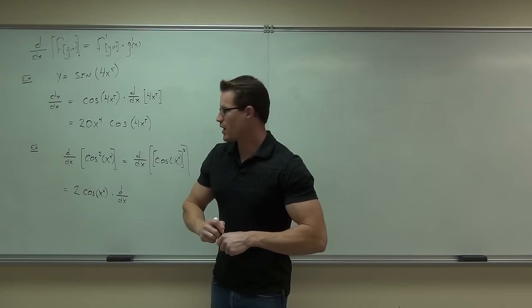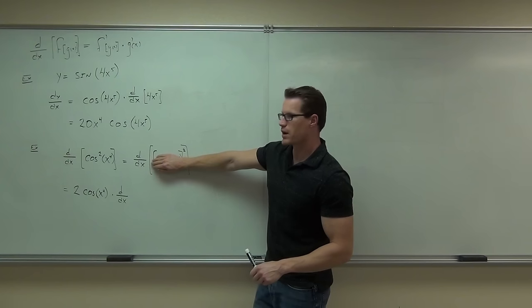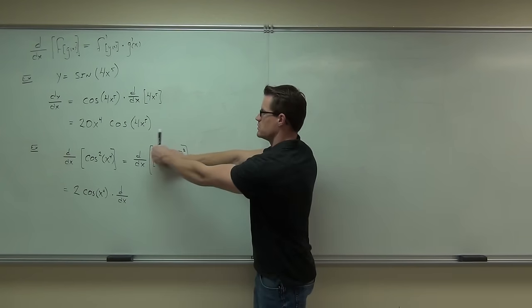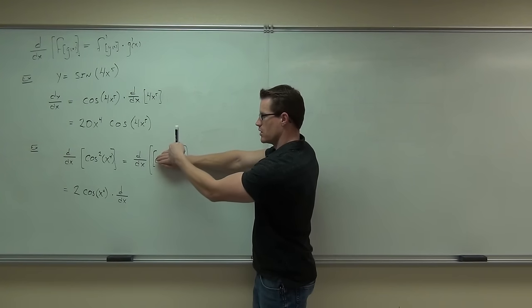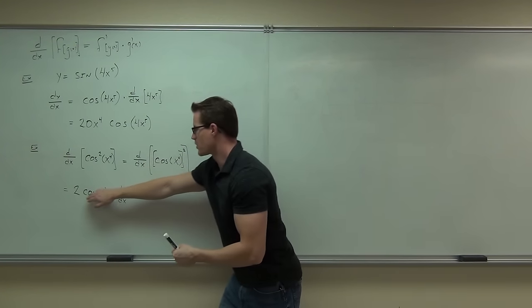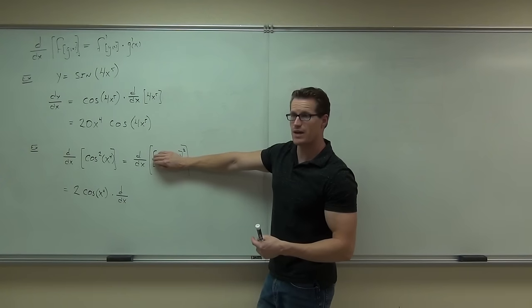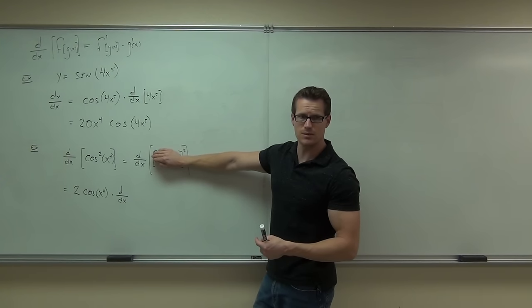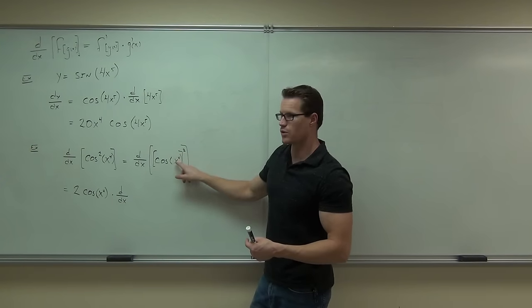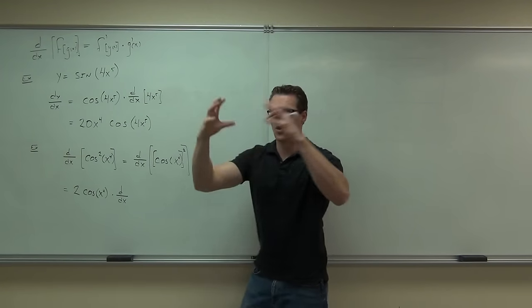Remember when you do a general power rule, you cover the whole thing up, right? You go, okay, take the derivative of what's under my hand. It says you move the 2 down, you subtract 1 from it. That's great. And you don't change what's under my hand. That's this part. But then you have to take the derivative of everything that's under my hand. Do you get me? So it's not just x to the fourth. It's what? Cosine. The whole thing.